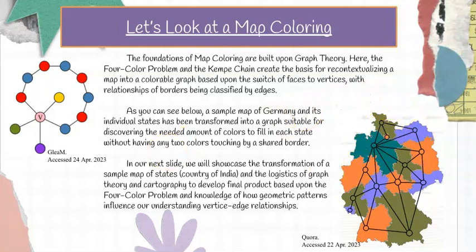So in our next slide, we'll showcase the transformation of a sample map of states using the country of India, going through this process and showcasing the logistics of graph theory and cartography to develop a final product based upon the four-color problem and knowledge of how geometric patterns influence our understanding of vertex-edge relationships.